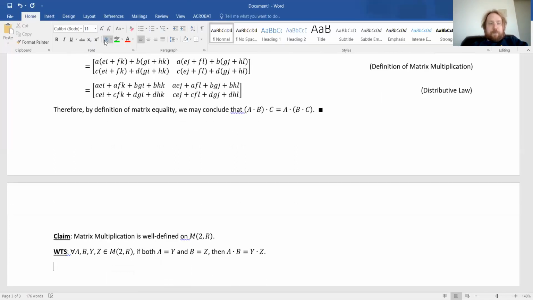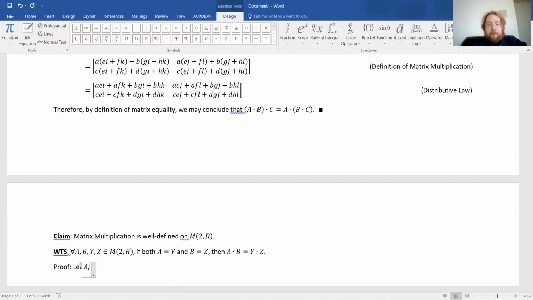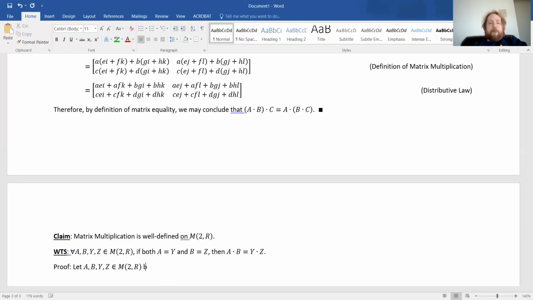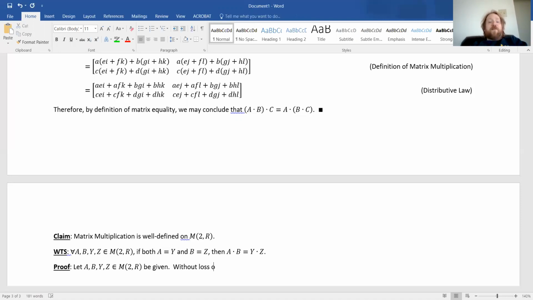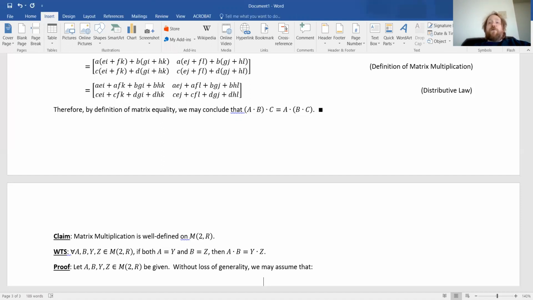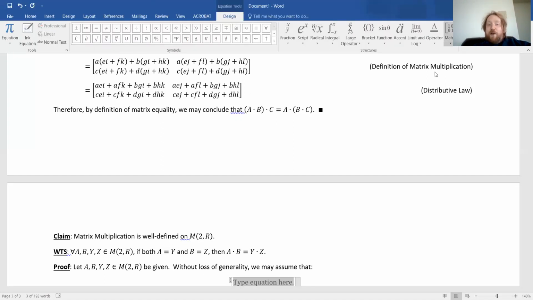So let's let A, B, Y, Z in M2R be given. Now, just like with associative, we need to actually assign these to be real matrices. So without loss of generality, we may assume that. And here's where we will make assumptions about what the most general matrices A, B, Y, and Z are.